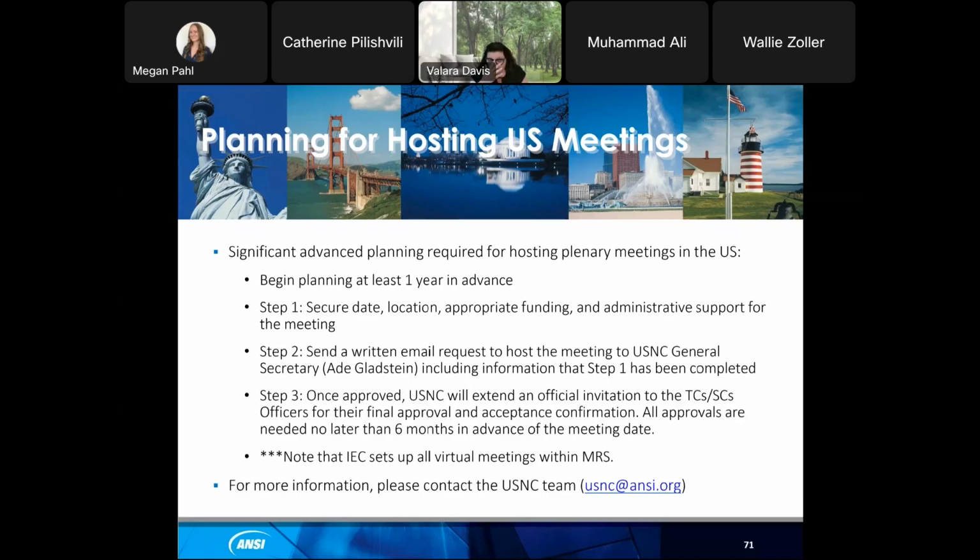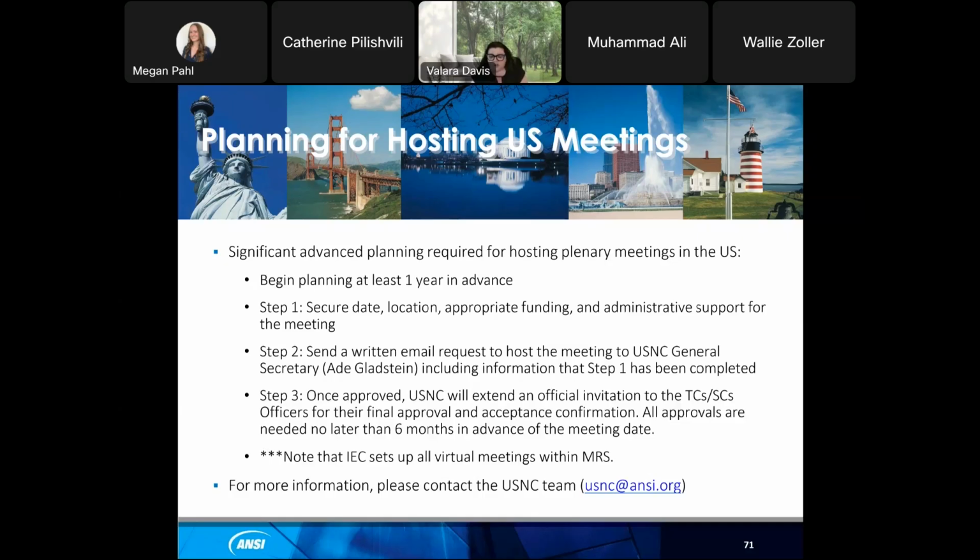So as I noted, if we are going to offer to host a plenary meeting in the US, significant advanced planning is required. That's why it's important that the US TAG coordinate and determine if they would like to offer to host a plenary. Planning usually starts a year in advance.